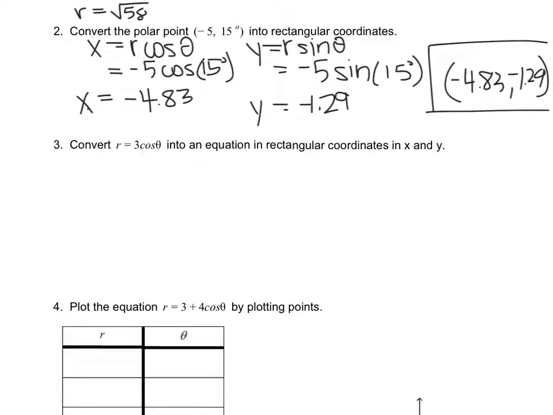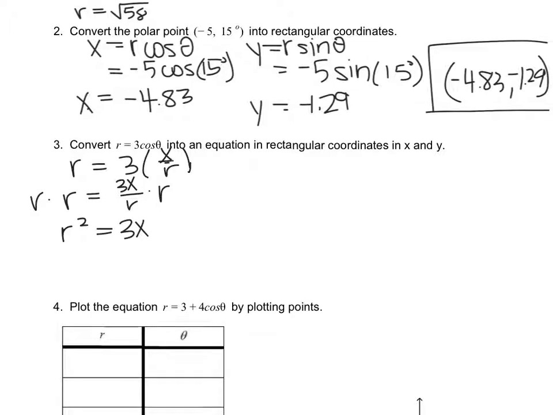Now we want to convert r equals 3 cosine theta into an equation in rectangular coordinates using x and y. So using that x equals r cosine theta, if I solve that equation for cosine, you get x over r. So we get r equals 3x over r. Multiply both sides by r. We get r squared equals 3x.